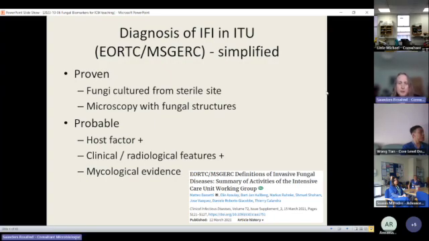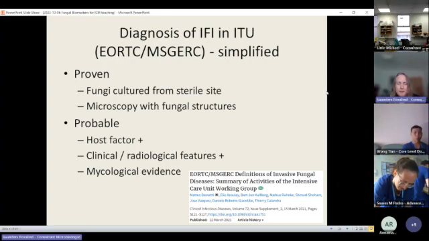So fungi cultured from a sterile site, or alternatively, if you have a biopsy, let's say of lung tissue, and you have fungal structures invading into tissue, then that is also proven invasive fungal infection. We tend not to do that very much, so that's a definition that is used in post-mortem studies often.